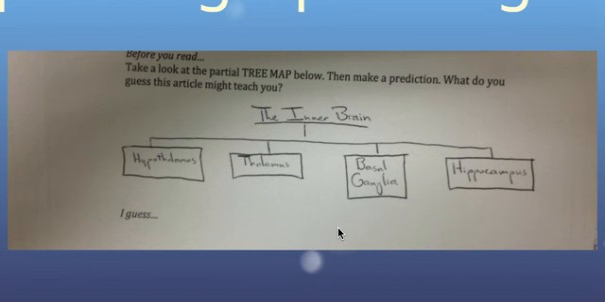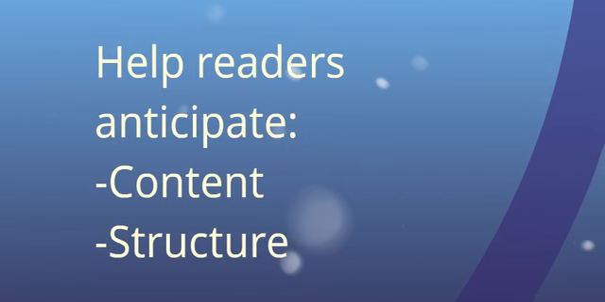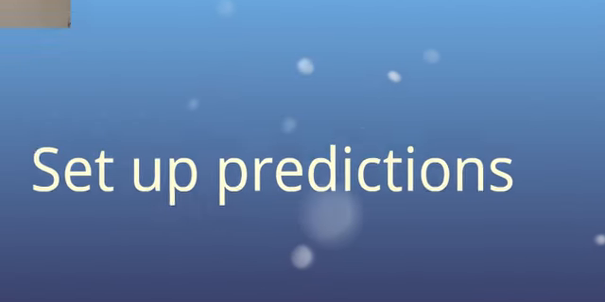But it gives them a sense of what language they are going to encounter, how it might be structured, and it allows them to make some predictions and be ready. Their brains are tuned up then to receive the words hypothalamus, thalamus, when they encounter them in paragraphs and sentences. So it helps the readers anticipate the content and the structure of the text they're going to read, and it allows them to make some predictions.